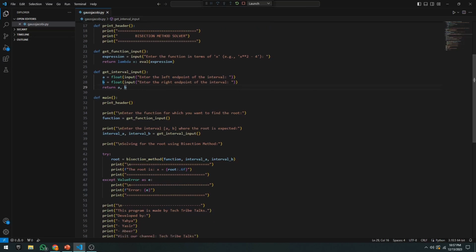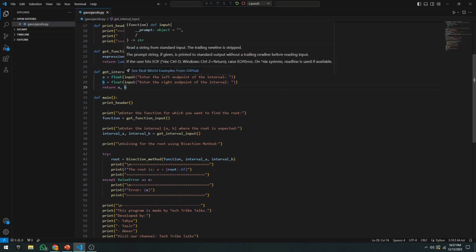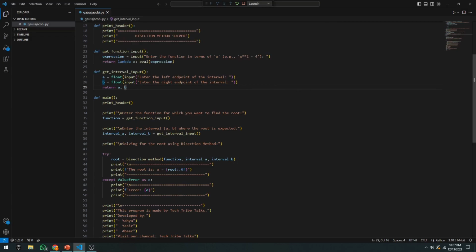And then we will make another method called get interval input, which will get the interval input of our answers, which should be positive and negative. So we'll ask for them as float as well, so that our type will be float. The first one, we'll ask the user to enter the left endpoint of the interval, and then the right endpoint of the interval, which will be a and b, and then we'll make it return a and b.